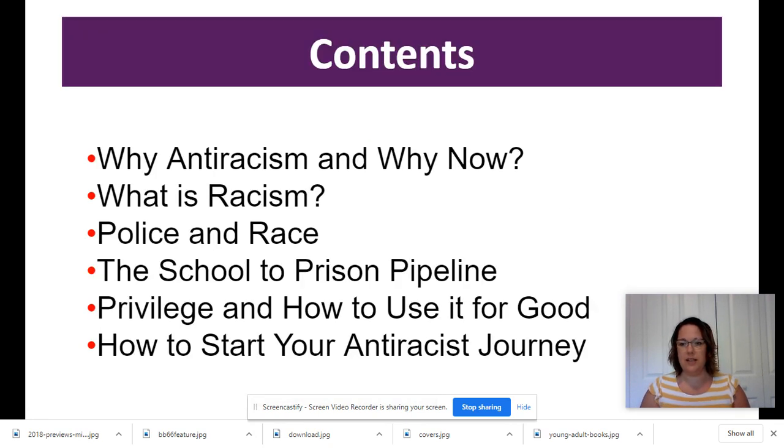First of all, these are the contents. This is what we're going to talk about today. Number one, why anti-racism and why now? Why are we doing this? What is racism? Getting a good definition for that. Looking at what the police and race have to do with each other. And then that moves us to the school-to-prison pipeline. Then examining our privilege and how we can use it for good. And then we'll wrap up with how to start your own anti-racist journey.